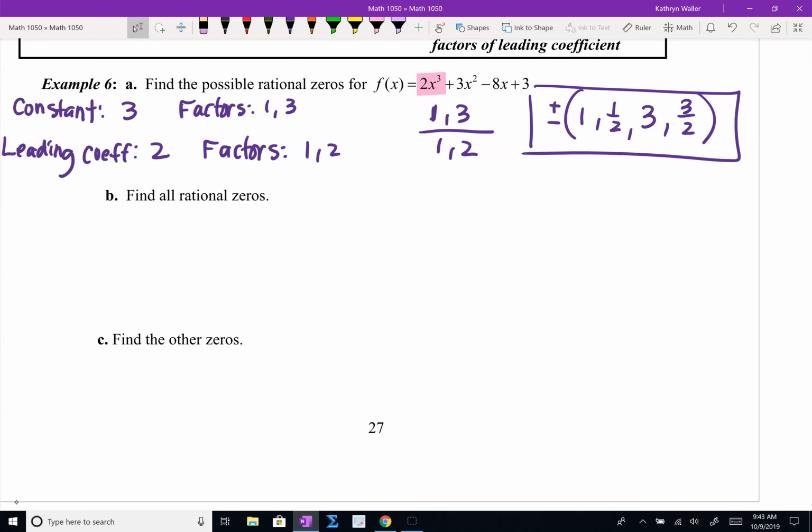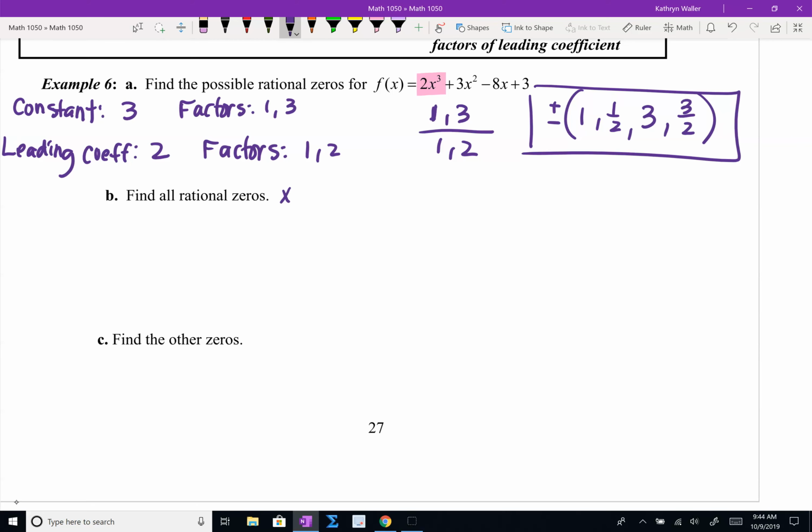And now I've got 8 numbers that might be solutions. So I have to find one that's a solution. How do I do that? Plug it in, and what should I get if it is a solution? I should get a 0. So everybody go 1 store, enter. And then go 2 membar, enter, raise it to the 3rd, plus 3 membar, enter, x squared, minus 8 membar, enter, plus 3, enter, and I got a 0. So I know 1 works.